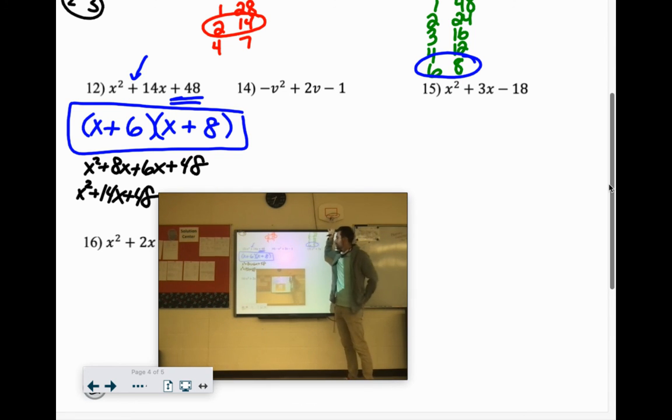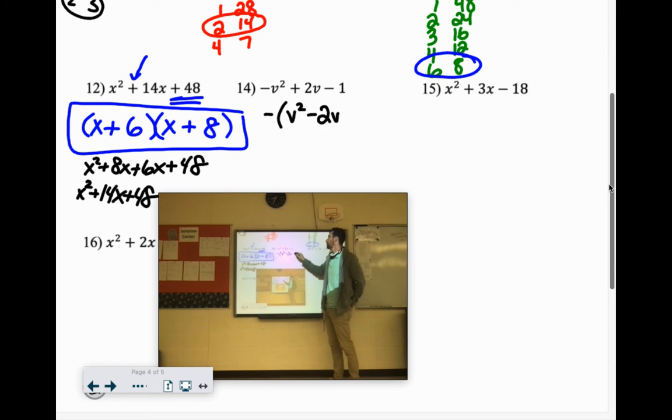Number 14. Anytime your first term is negative, we have to factor out that negative. So we're going to factor out negative 1, which just makes everything the opposite inside. So now it'll be positive b squared, it'll be minus 2b, and it'll be plus 1. So that negative kind of hangs out until the end.